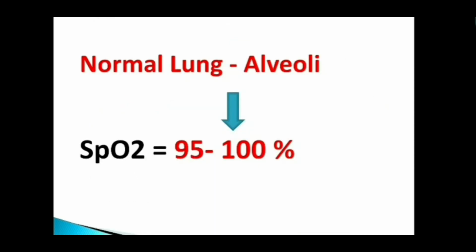In simple words, alveoli are responsible for providing oxygen to the body, and this is very much required in today's context. What we are all facing for the past 1.5 years, 95 to 100% everybody knows. So the saturation is to be maintained from 95 to 100%. The main reason behind this is our normal lung and the normal alveoli that are present in the lung.